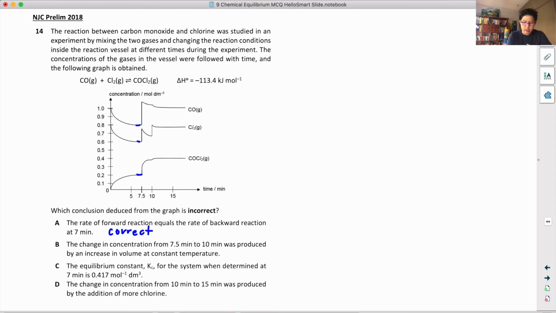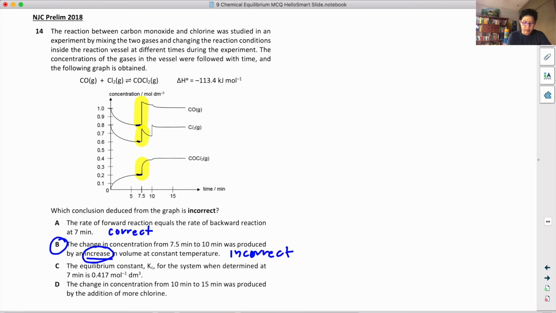The change in concentration from 7.5 to 10 was produced by an increase in volume at constant temperature. The thing is, you can see that all the concentrations actually went up. So if concentration went up, it means the volume must decrease, not increase, right? So this is definitely wrong. It should be decrease, not increase. So this is incorrect. So I think the answer is already B.